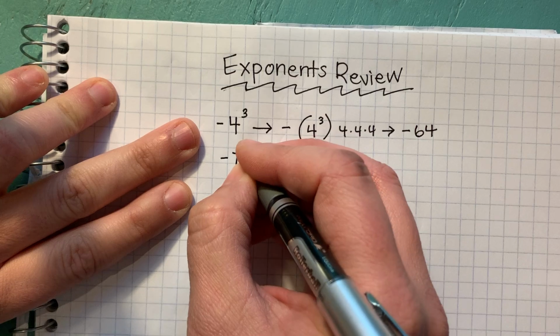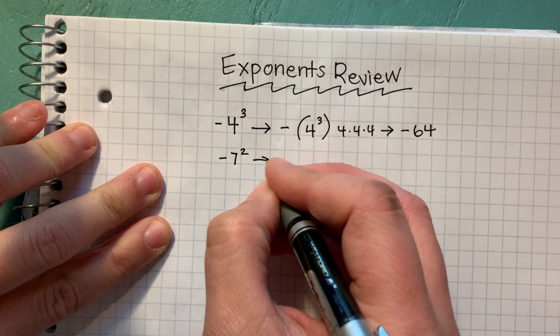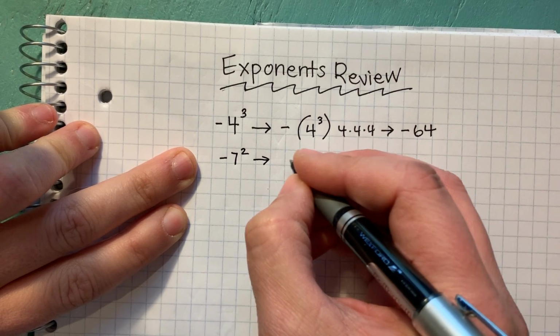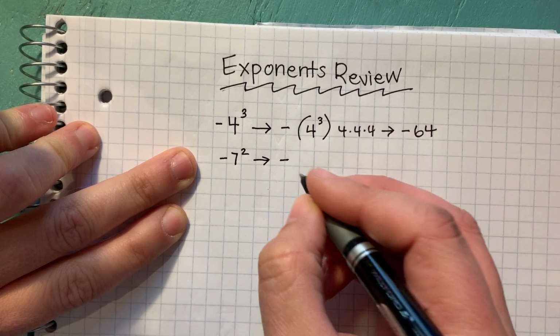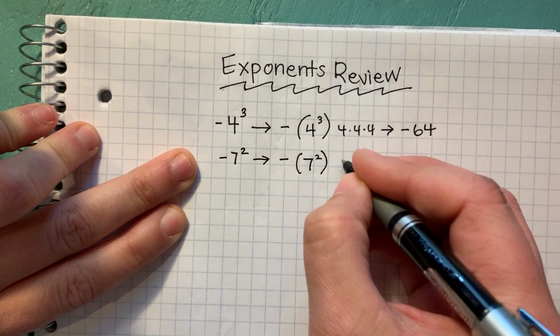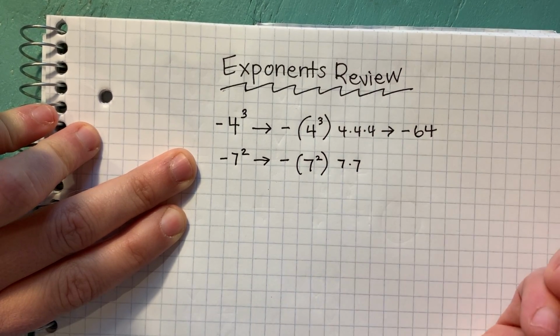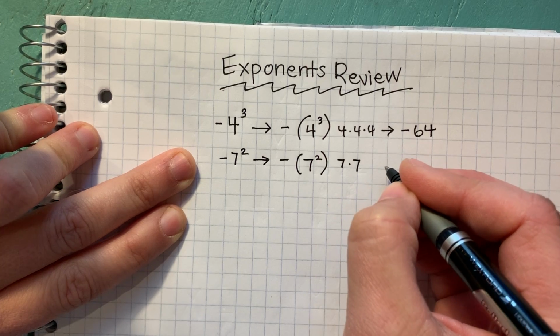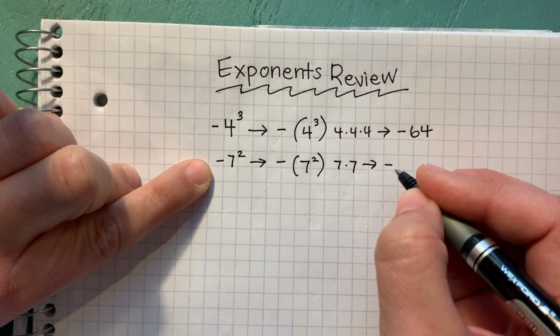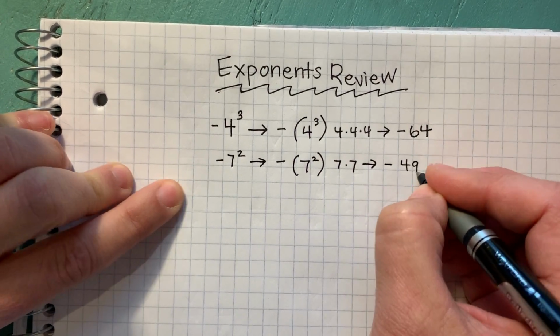Let's do another one. Let's do negative 7 to the second power. Again, without the parentheses around the 7, what that means is that you're going to make this 7 to the second power negative. So you're going to make 7 times 7 negative, which means that the answer to this is negative 49.